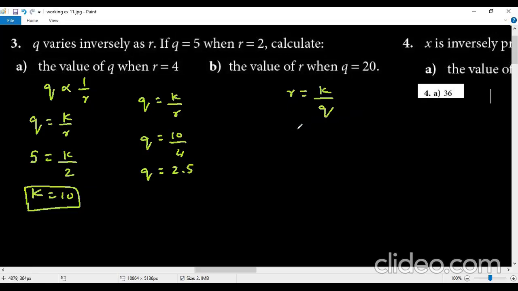When it comes to r, k is again 10 and q is 20, that means r is going to be 1 over 2.